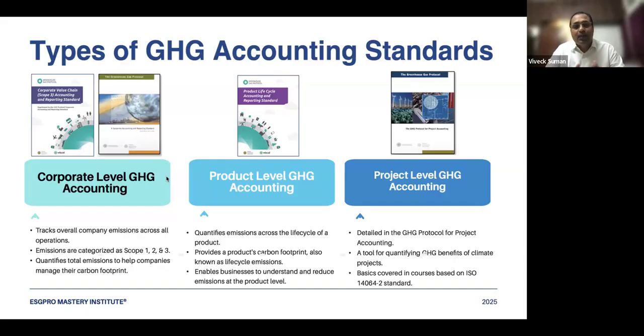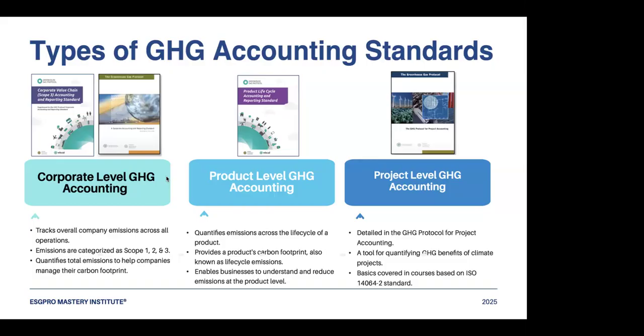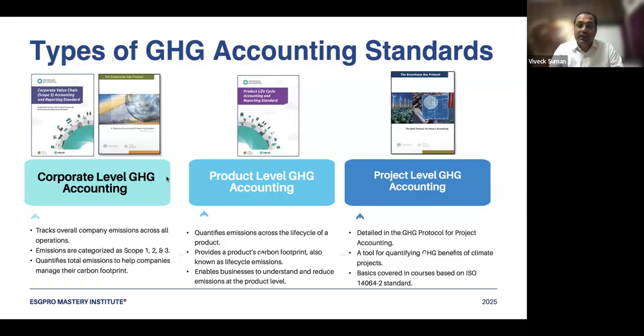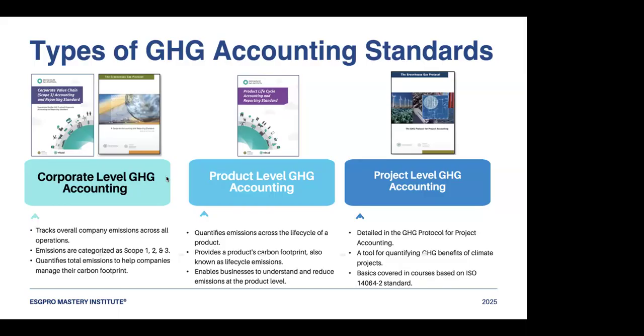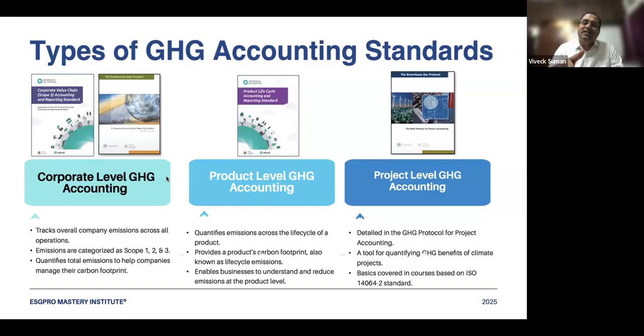And then the last one is project level GHG accounting. For that, ISO has a parallel ISO standard. Which is that standard? Project level GHG accounting standard. 14064-2. Correct. Absolutely. So that second one is covered here as an independent booklet again.